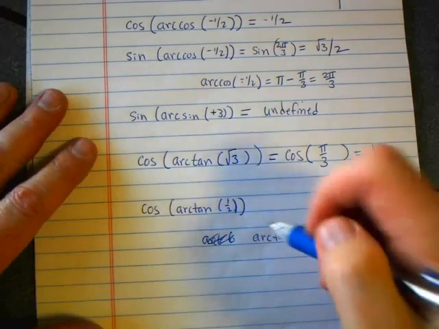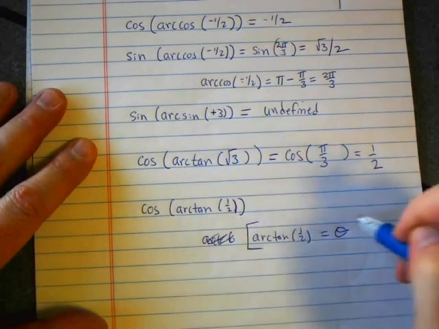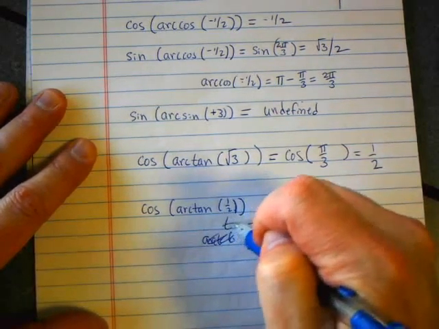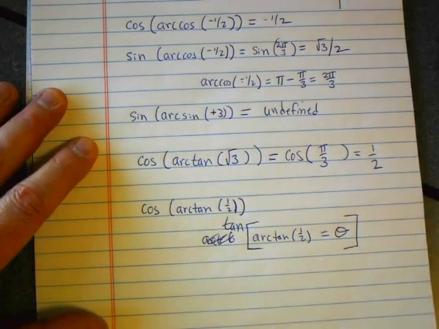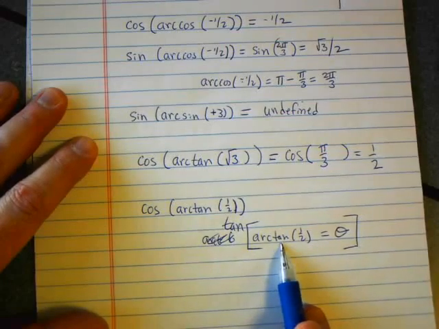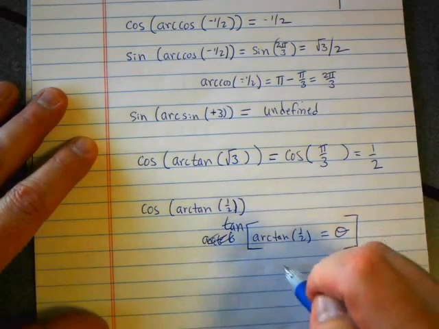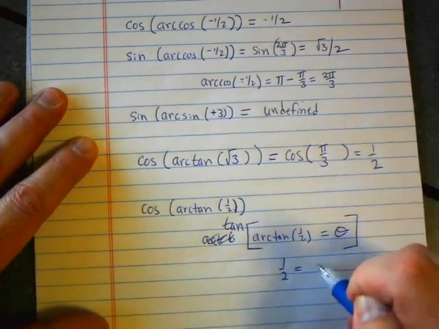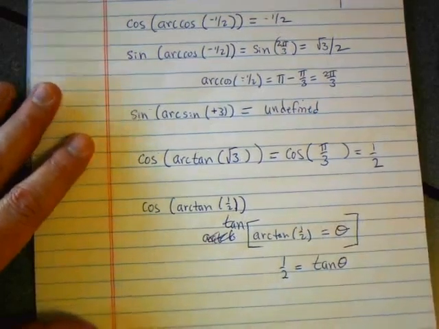What I'm going to do is take this equation and do tangent on both sides. So what happens on the left-hand side? What happens when I do a tangent and an arc tangent? They cancel, so that's a 1/2. And over here, I just have tangent of theta.